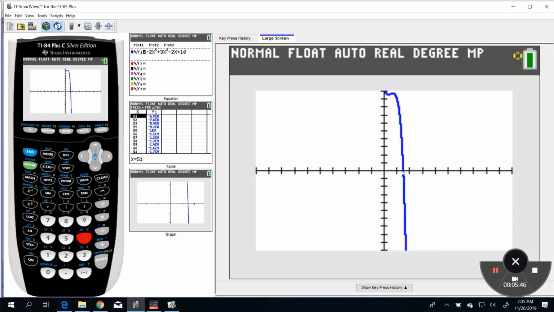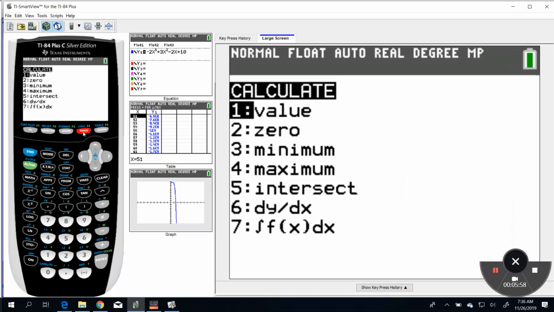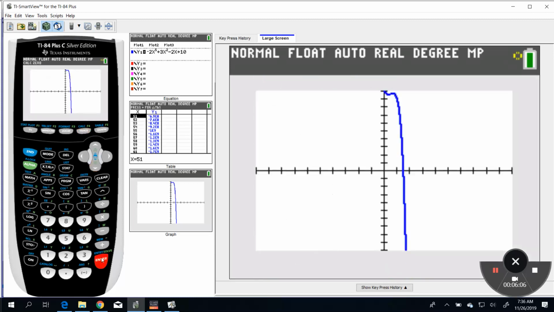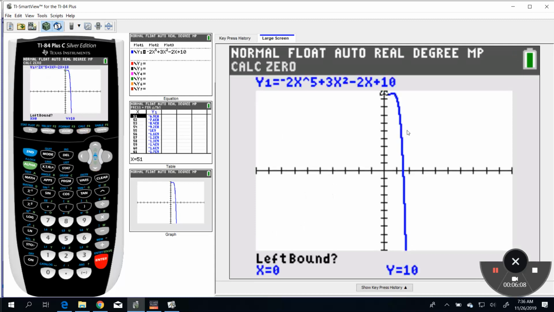So it crosses just at that point that I can see. Do you guys know how to use your calculator to find a zero? Hit second, trace, and the second one on that says 0, right? So I move it down to 0 and I hit enter, and it says left bound. So where's somewhere on the left side of that point?